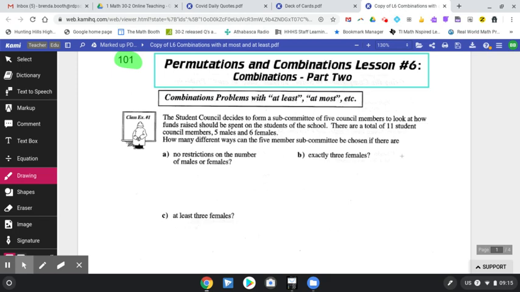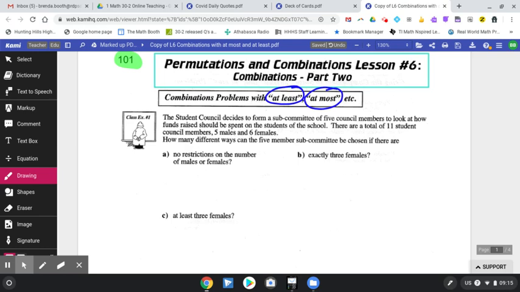So we're continuing on with combinations today. What will be new in today's work is we're going to be looking at questions that involve the phrase at least or at most. And what it does is it really just means we're doing questions that have multiple scenarios.